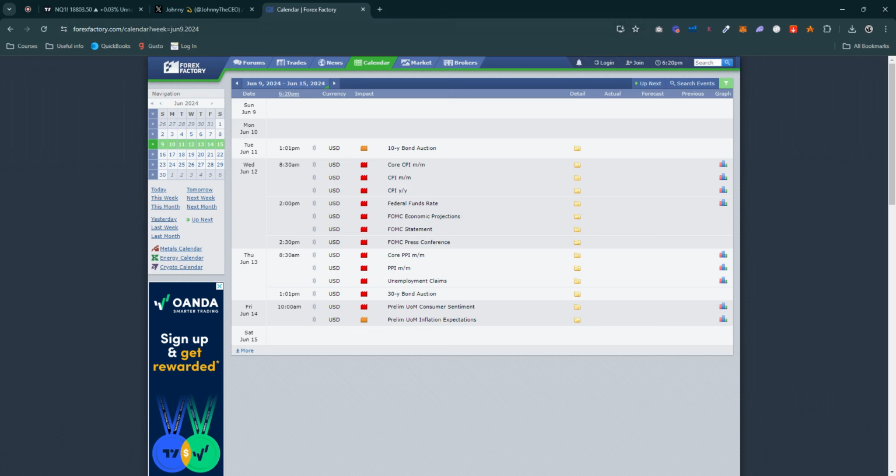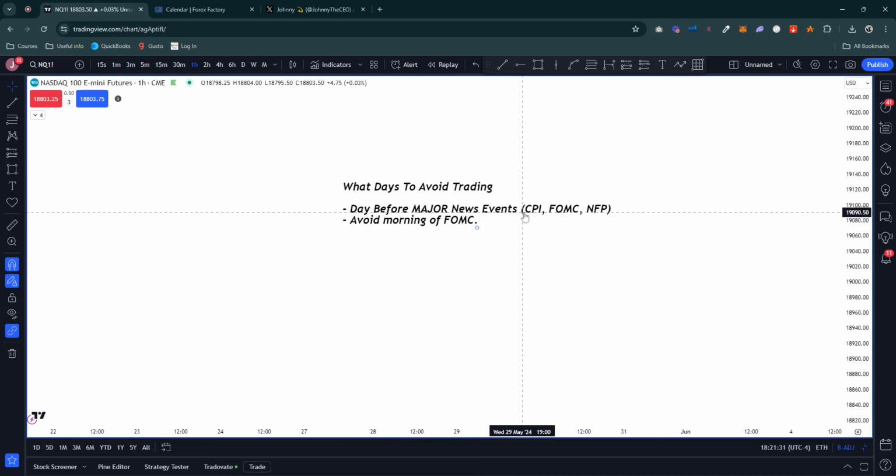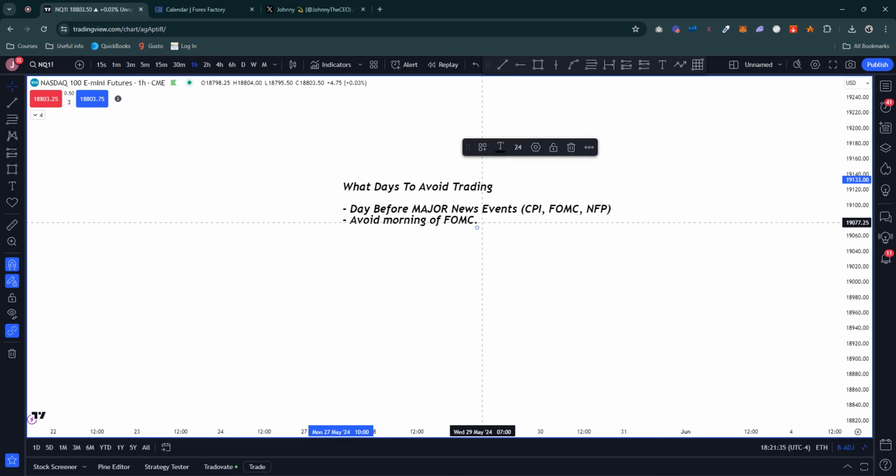And then PPI is fine to trade. Prelim UoM consumer sentiment is fine to trade. It's usually those days before major news events, CPI, FOMC, NFP. Avoid the morning of FOMC.